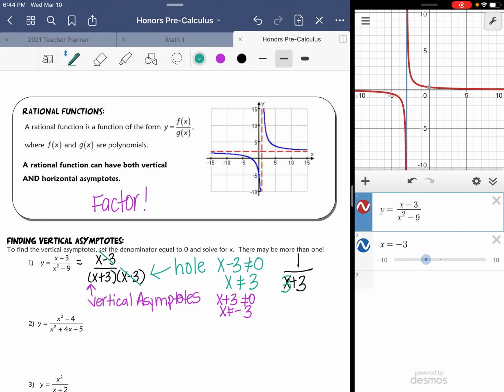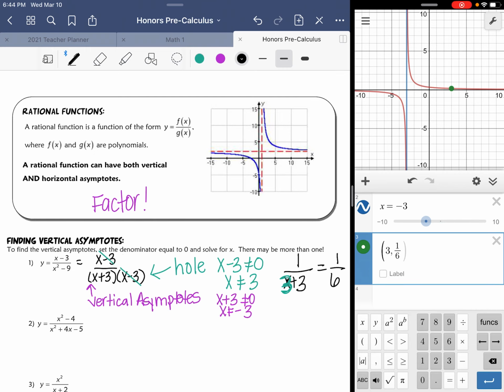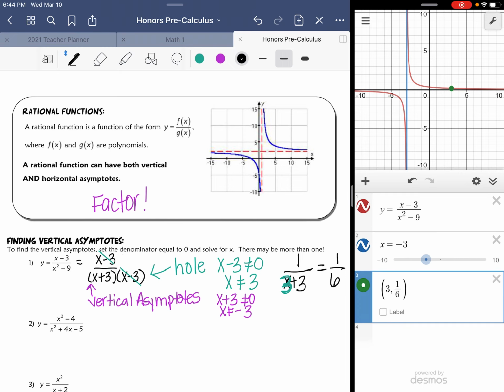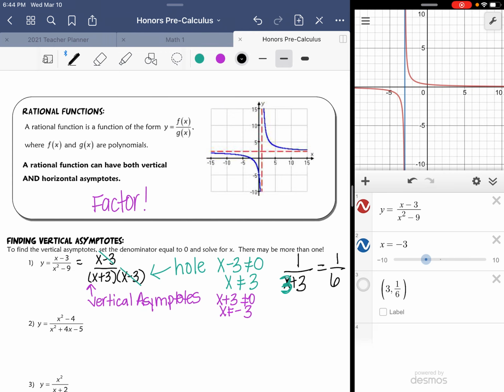So if I plug in 3 here, okay, that's going to give me 1 over 6. So I'm saying that I have a hole at 3 and 1/6. And I can actually see that that is where that hole is actually located. I can see here, if I drag my point to 3, I can see that it is located at 1/6. So if I see my open point there, there's the same value at that point.